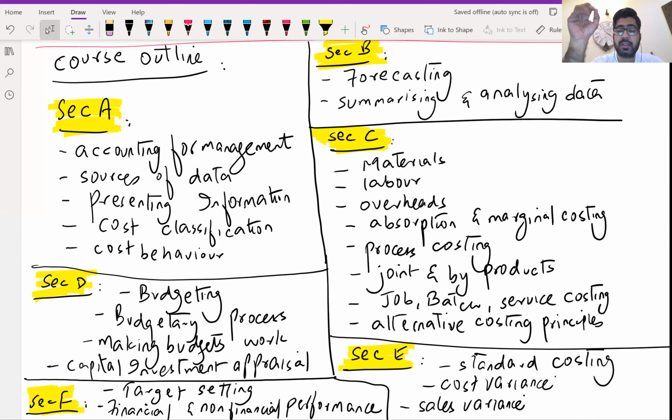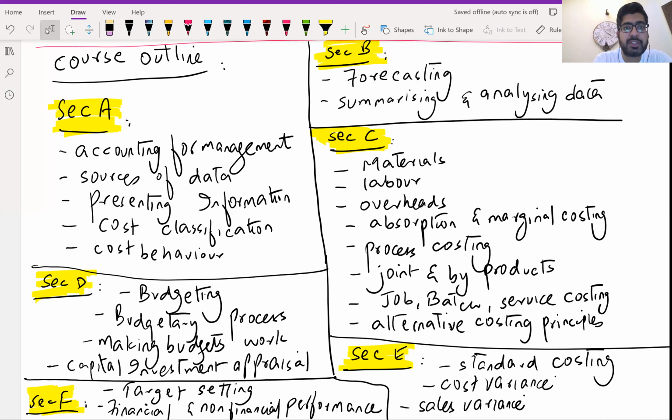The important thing is that all the topics and chapters mentioned have to be covered. Either we say it's the Kaplan approach, or the BPP approach, or any other text approach, doesn't matter. What matters is that all topics mentioned here, all chapters mentioned here have to be covered. So Section A is basic cost accounting section.